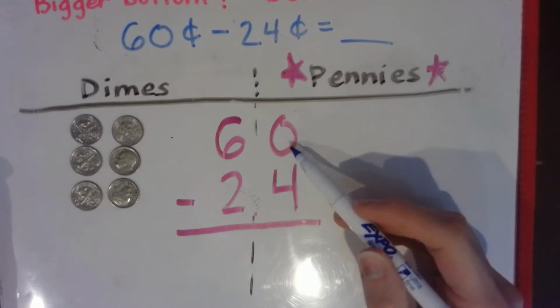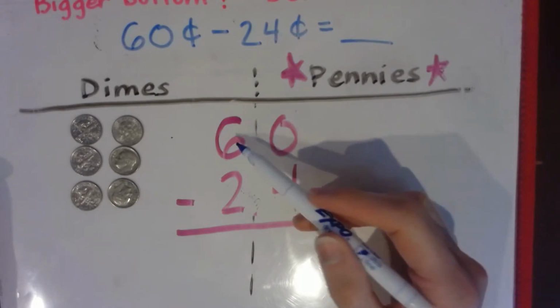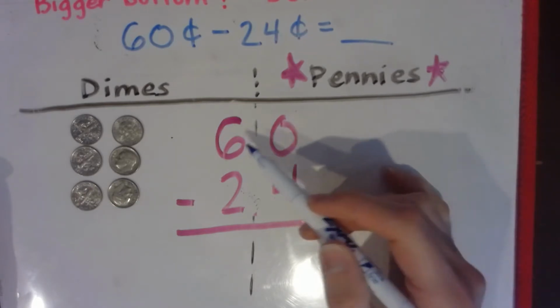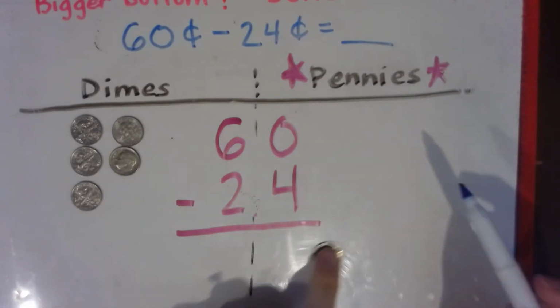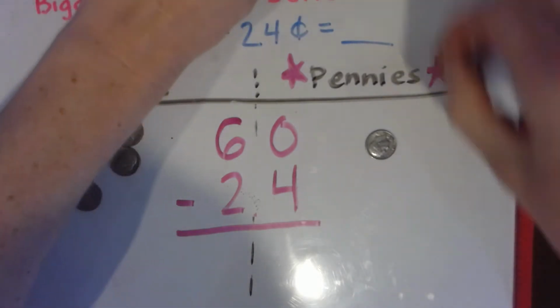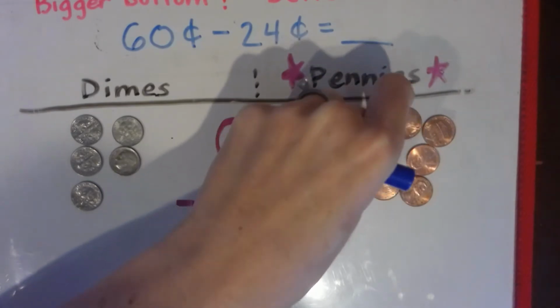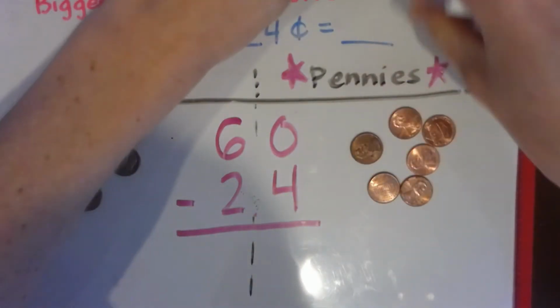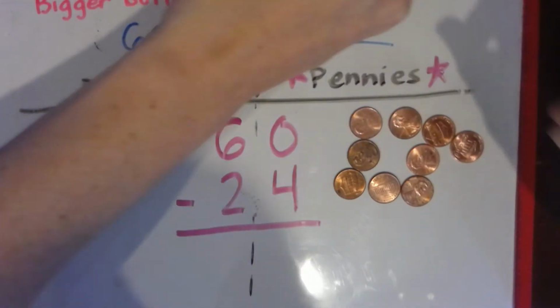So if I have 0 pennies on top, I need this to be bigger than 4. So what I do, I go next door to the dime side and I say, hey, can I borrow one of your dimes over to the penny side? Sure. So he's going to travel over and then pew, he splits into 10 pennies. 1, 2, 3, 4, 5, 6, 7, 8, 9, 10.